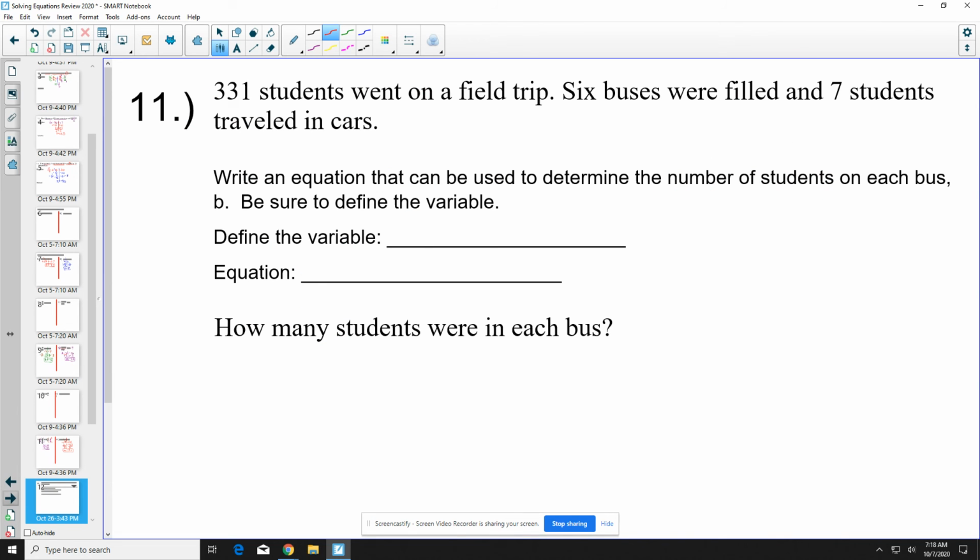All right, on our last problem, what you're going to do is define the variable, write the equation, and answer how many students were in each box. All right, go ahead and pause the video, read your problem, define the variable, write your equation. When you get done solving your equation, click play.